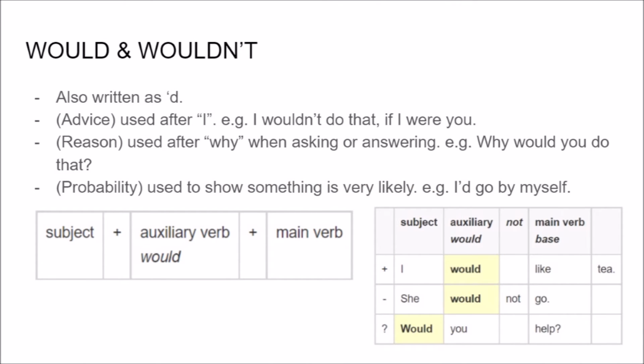Welcome to the Modal Verbs class. In this class, you will learn the verbs can, would, should, and could. Starting with would and wouldn't. Normally used to show possibility or a kind act.